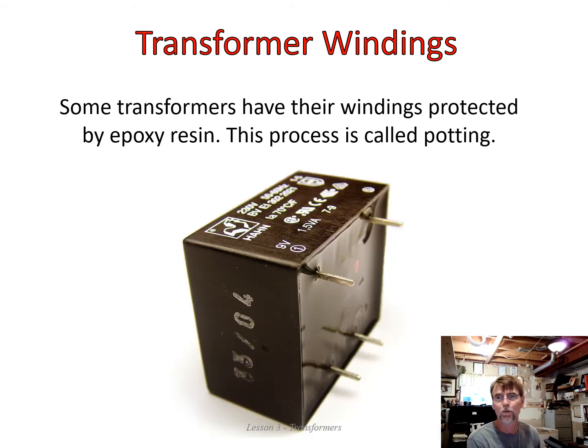Some transformers have their windings protected by epoxy, a process called potting. This is typically done in very small transformers. You see this one, it says that it's rated at 9 volts for 1.5 volt amps. There's a term we haven't talked about yet. That's a really good conversation, more to come on that later. But this is a very tiny transformer. This is not typical for most transformers that we're going to be talking about or working with. This is more at an electronics level than electrical work.